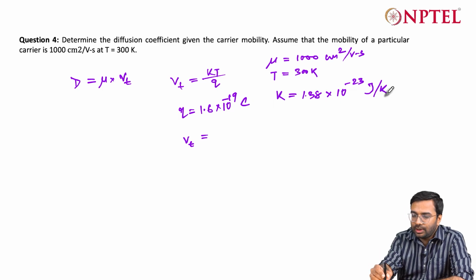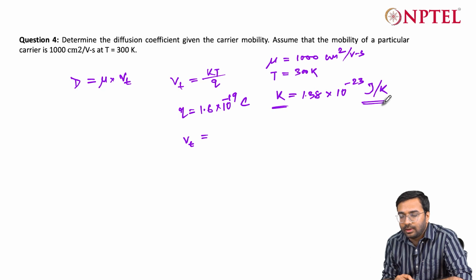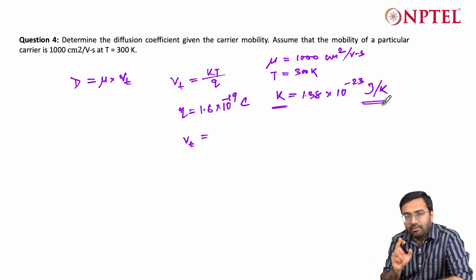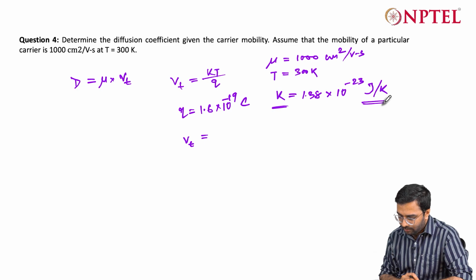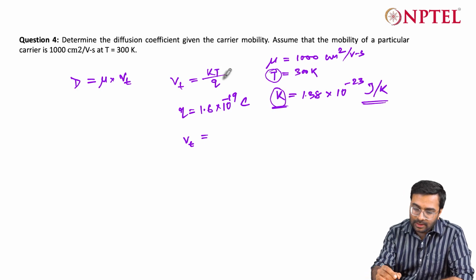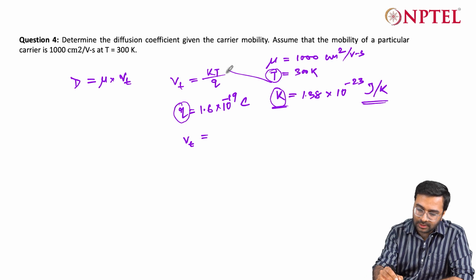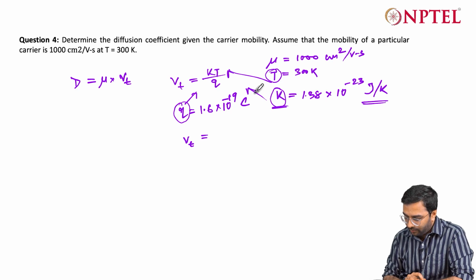Now, please note here the value of K is written in the unit of joule per Kelvin, but previously, in one of the problem solving lectures, we wrote the Boltzmann constant in electron volt per Kelvin. So, the values are different. Now, you have the value of K, T, and Q. Put all these values in this equation, and then you will get the value of Vt.